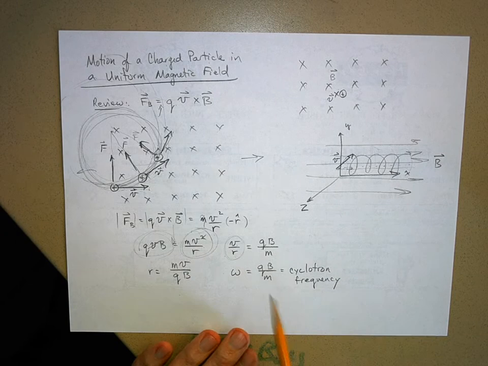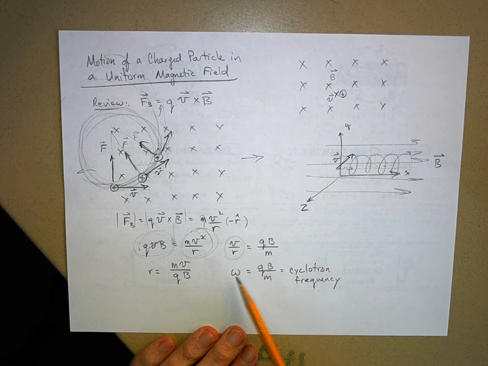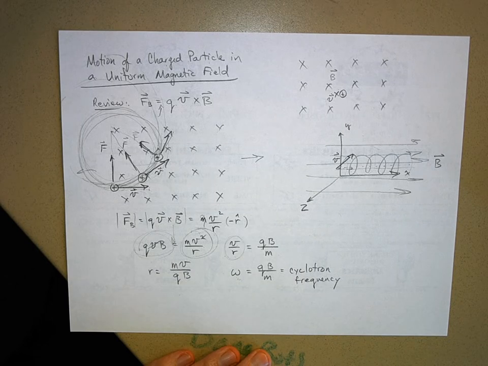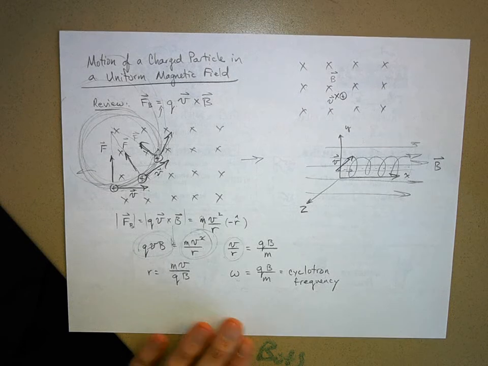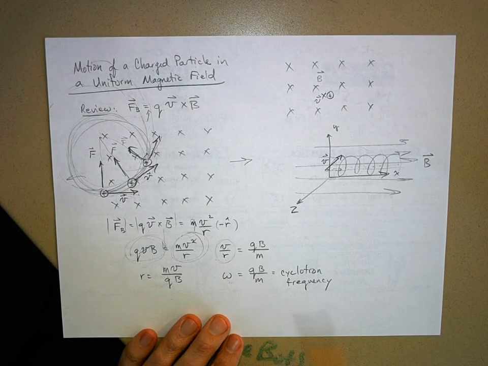But you do need to know that v over r is called the cyclotron frequency. That's the angular velocity of our particles, called the cyclotron frequency. And you'll work some problems where they give you this value. So good luck.